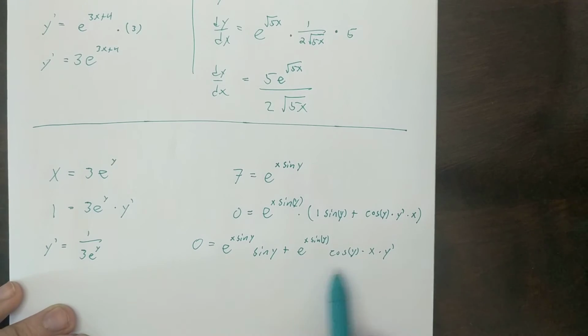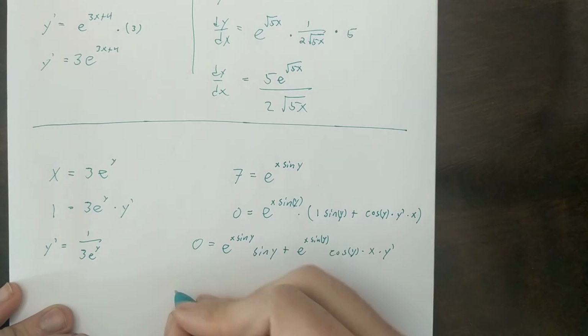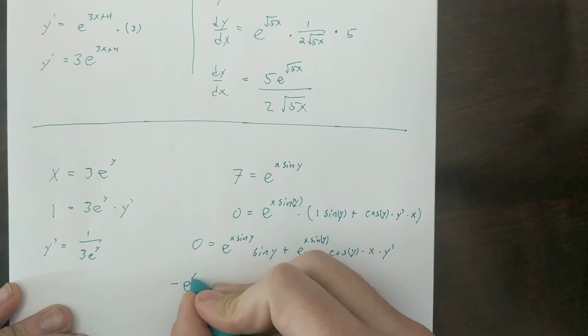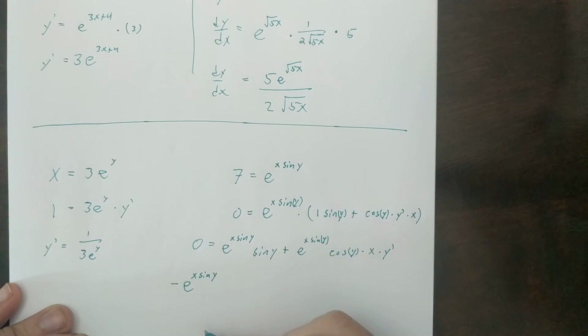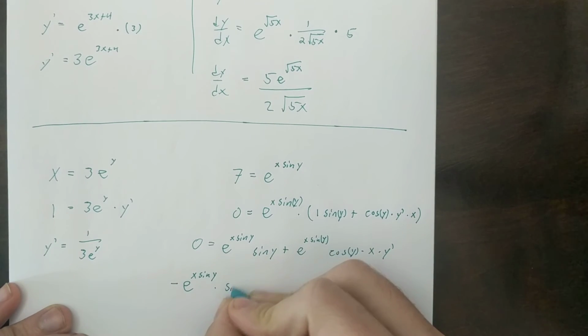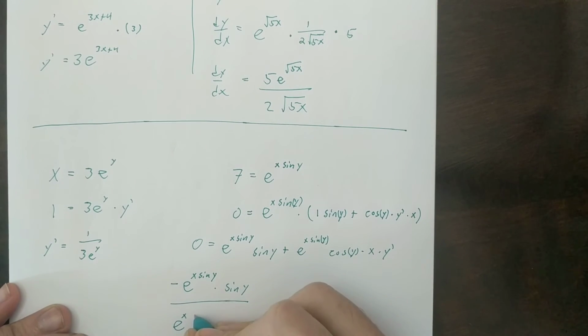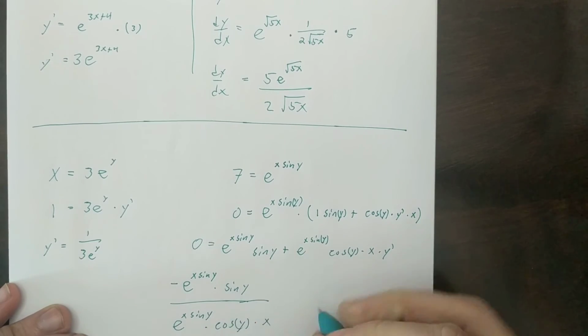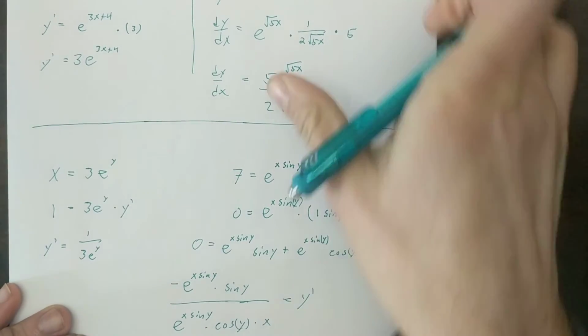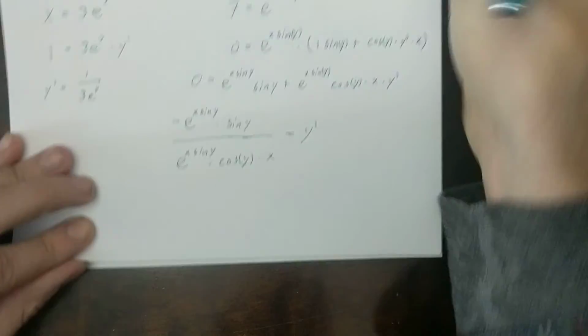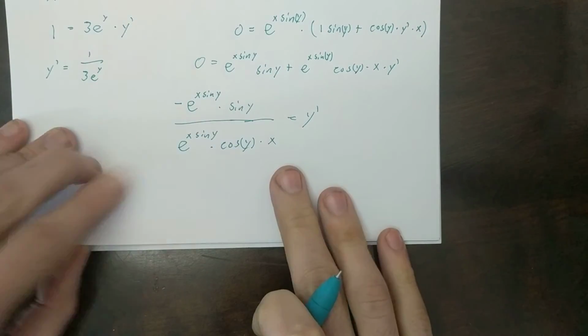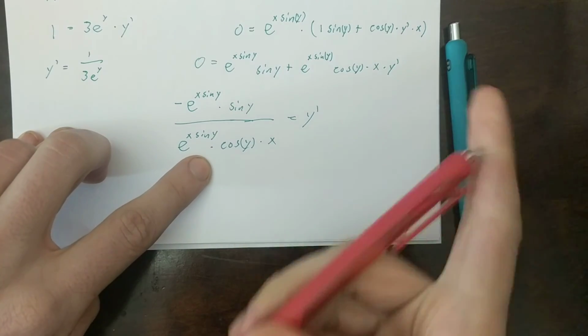I'm then going to move everything over and then divide. So if I move this over, I get negative e^(x sine y) times sine y. So I move that over. And this is all multiplied by, so I'm actually just going to divide by e to the x sine y times cosine y times x. And that's going to equal y prime. Let's pretty this up. So here we got it. This is pretty ugly though, and we can make it quite a bit nicer.